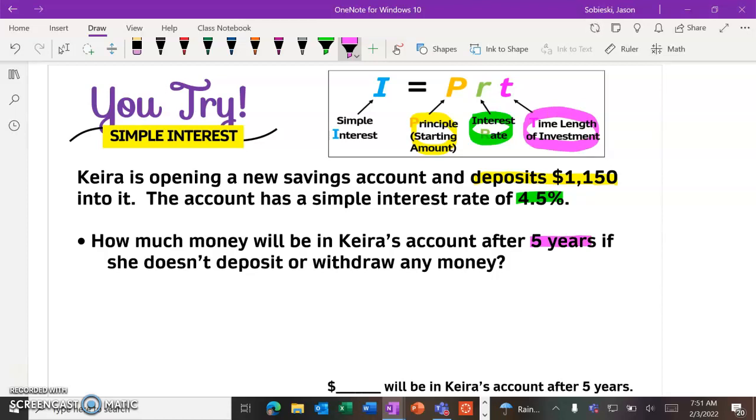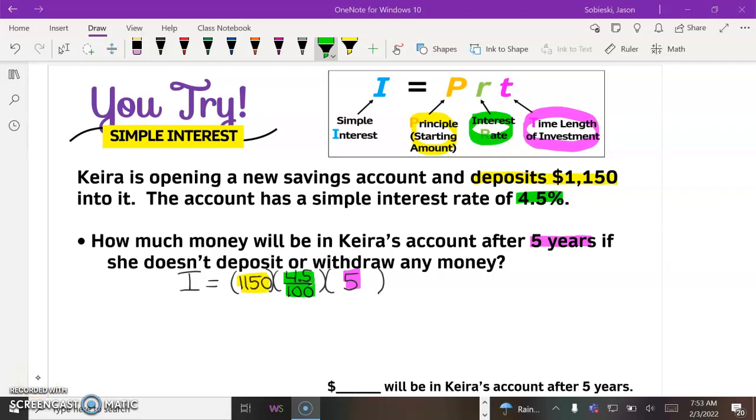So there we go. Why don't you pause this video, see if you can take those three numbers, put them into your I equals PRT formula, and figure out how much interest Kira would earn, and use that to get the total that would be in her account. All right, so we put our 1,150 in, we put our 4.5 over 100 in, and we put our 5 in for 5 years. Just like before, the I is already over here by itself, so we can go right to our calculator. If you type this in just as you see it, you should be getting 258.75.